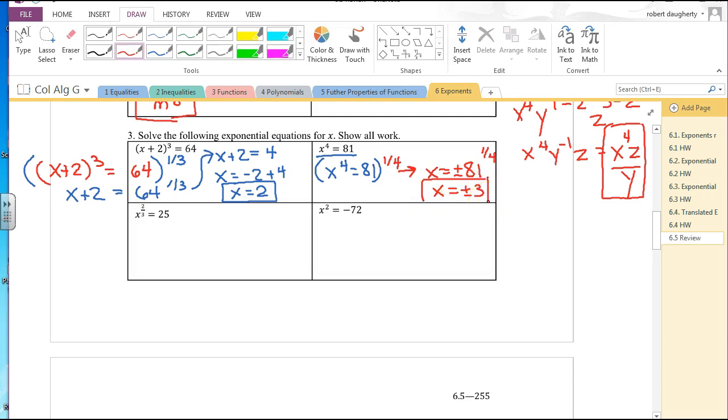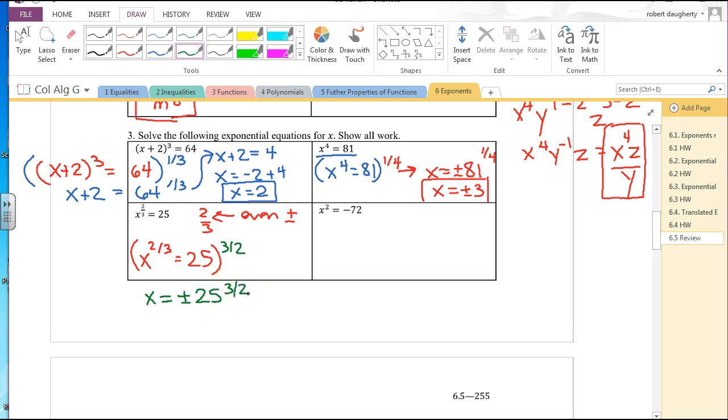X to the 2/3 equal 25. So the numerator, when I've got that 2/3, that 2 is an even number. That means I'm going to have a plus or minus in my answer. So x to the 2/3 equal 25. Both sides of this equation will be raised to the 3/2 power. So I would get x equal plus or minus 25 to the 3/2.